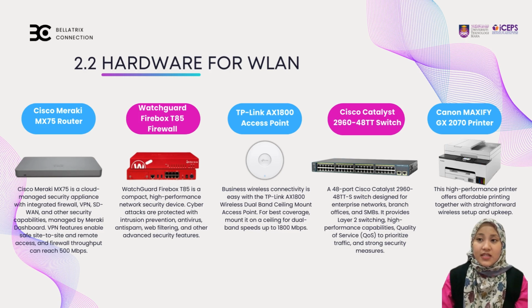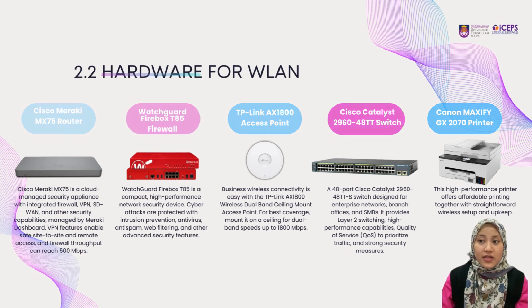The next one is a Cisco Catalyst 2960-48TT switch. It has 48 ports and is designed for enterprise networks. In order to safeguard the network, it provides layer 2 switching, high performance capabilities, quality of service. The last one is a Canon MAXIFY GX2070 printer. This printer is a high performance printer, offering affordable printing together with straightforward wireless setup.